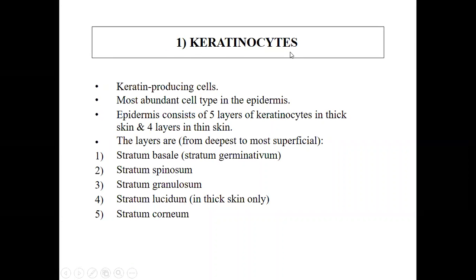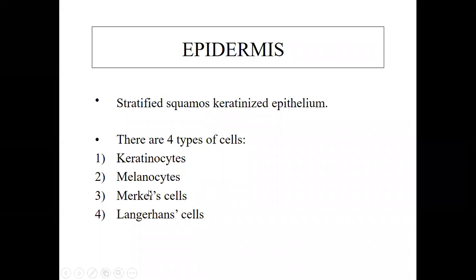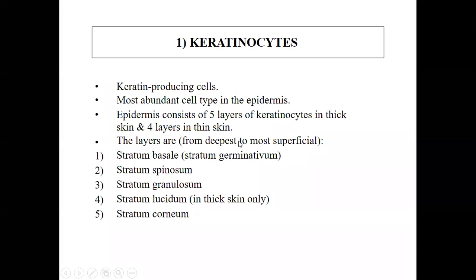The keratinocyte is a keratin producing cell, meaning that the cell is producing keratin. It is the most abundant cell type in the epidermis, compared to the remaining three cells. The epidermis consists of 5 layers of the keratinocyte in thick skin, but only 4 layers in thin skin. Please remember this fact. This fact is very important.